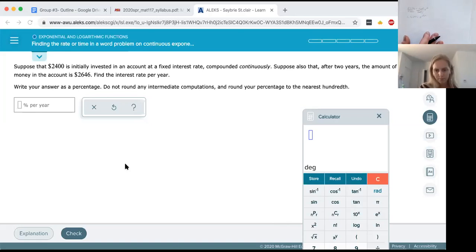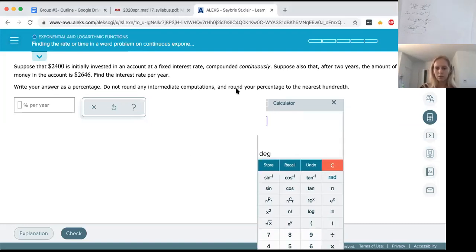2R. I'm going to take the natural log of both sides. And that gives me the natural log of 1.1025 equals 2R. Okay. Divide both sides by 2, and you'll get that the percentage rate is the natural log of 1.1025 divided by 2. Hopefully.